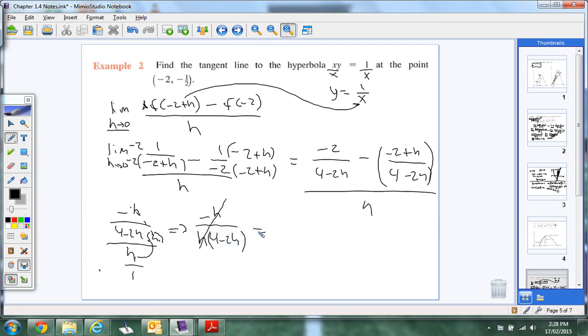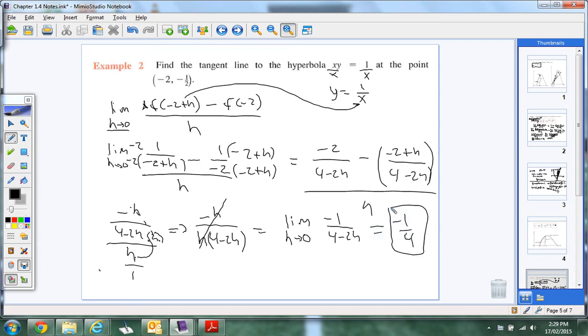So now what we have is the limit as h goes to 0 of negative 1 over 4 minus 2h. Now this is helpful because we don't have h in the bottom anymore. 0 is not an issue anymore. That's why we had to do all of this. Okay, we can take this limit now. What is this limit? What does it equal? Negative 1 over 4.